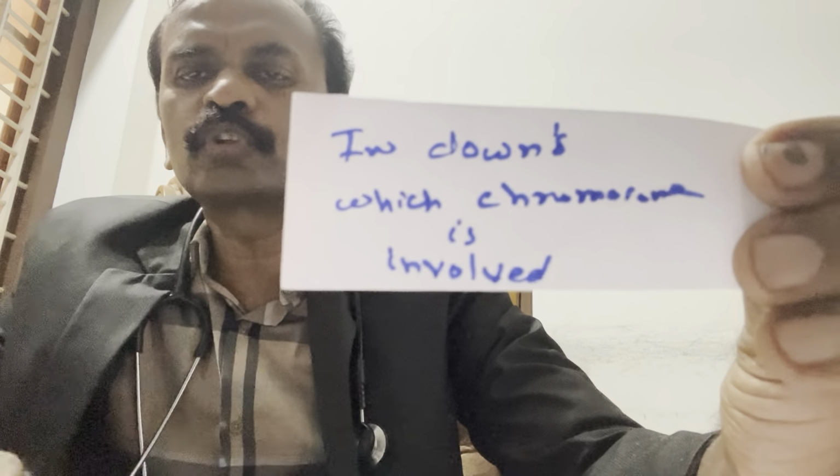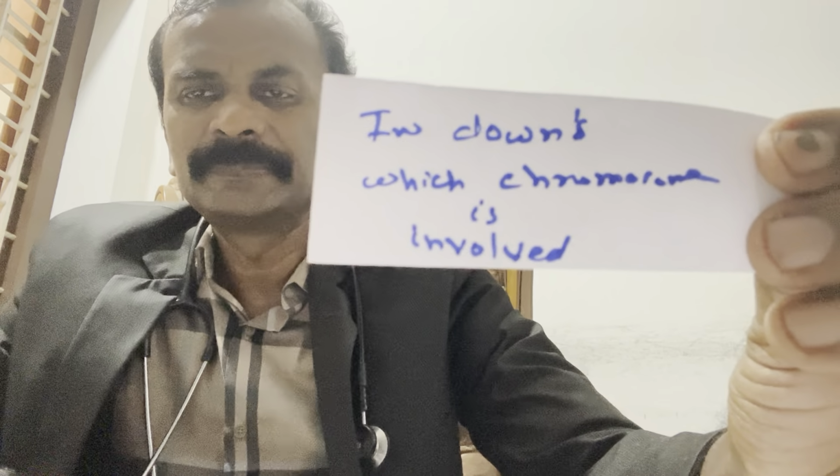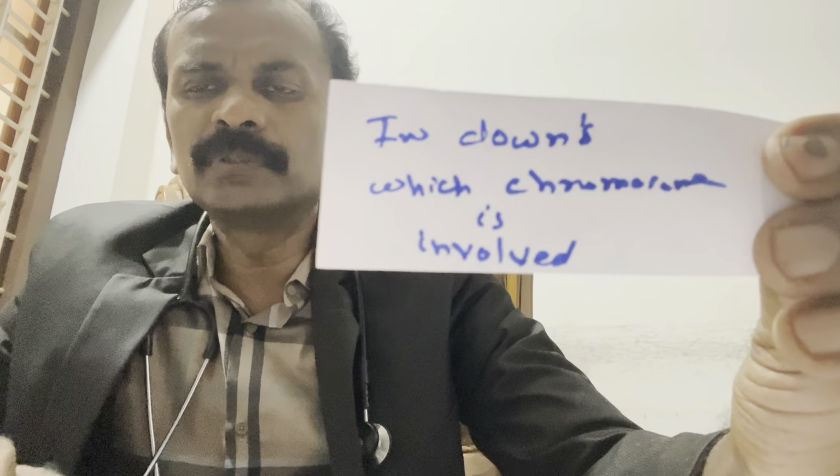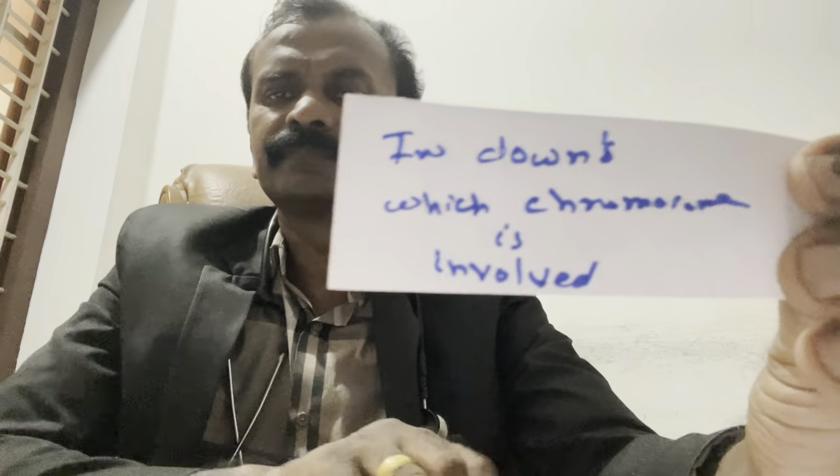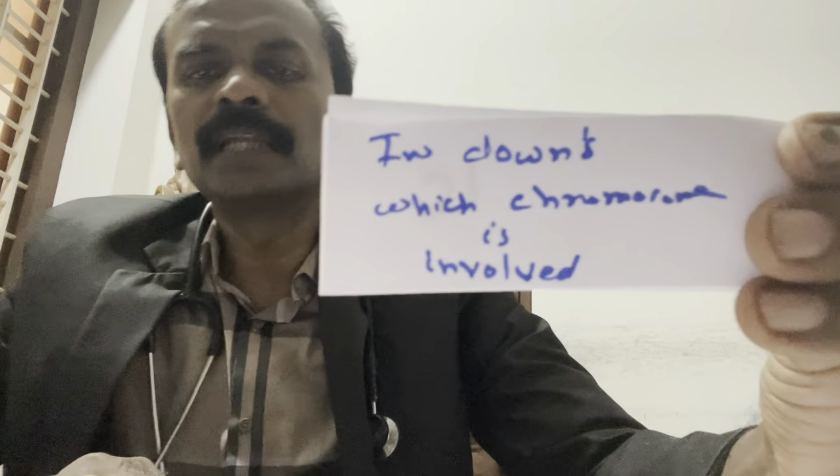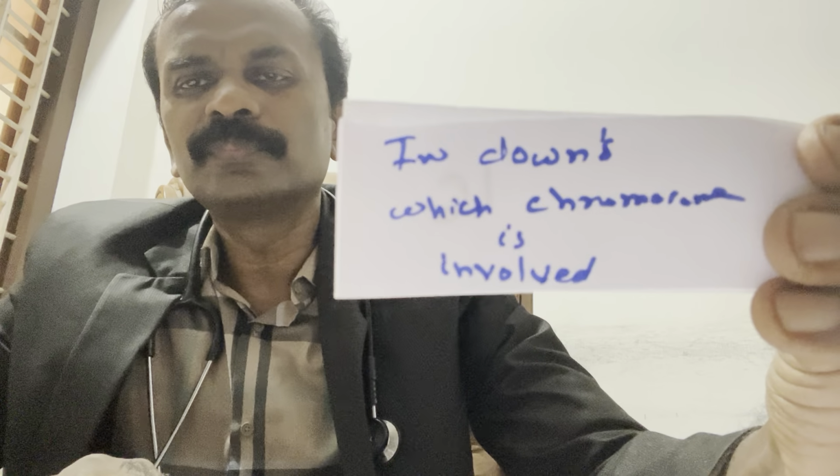In Down syndrome, which chromosome is involved? Chromosome number 21. Or they can ask, chromosome 21 involved, which is the disease? That time you should say Down's syndrome. Match the following. Repeat MCQ.